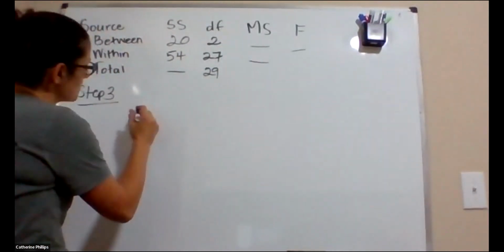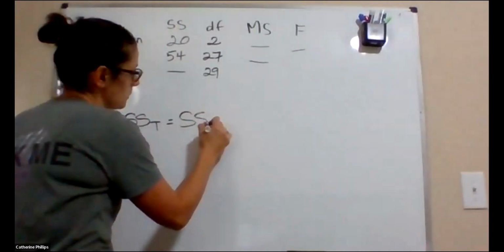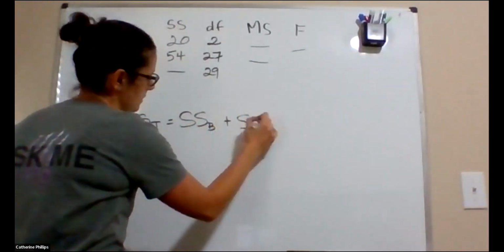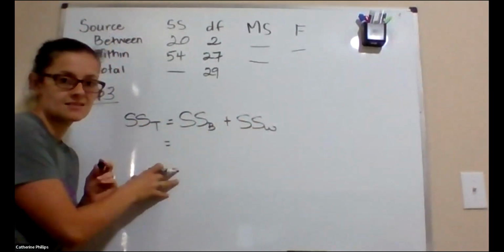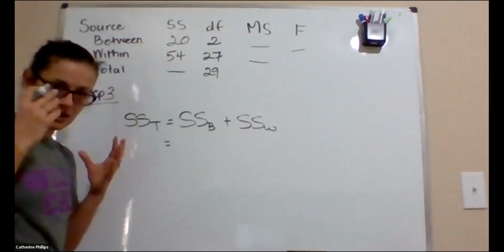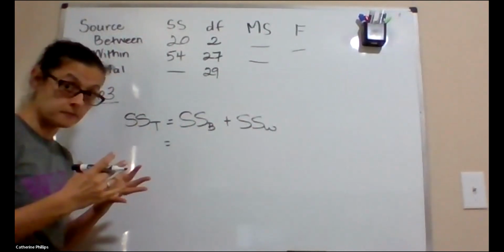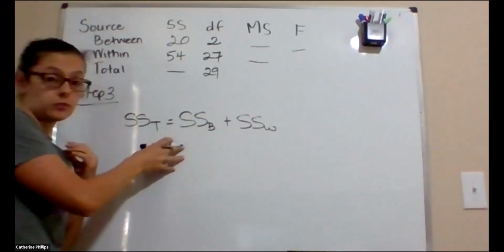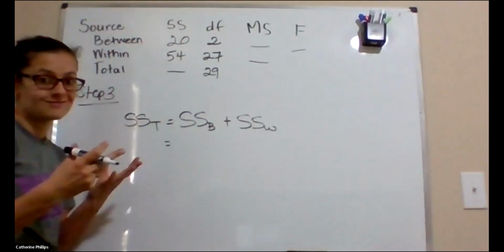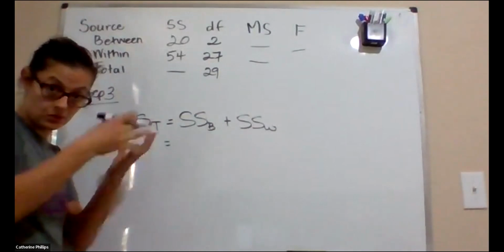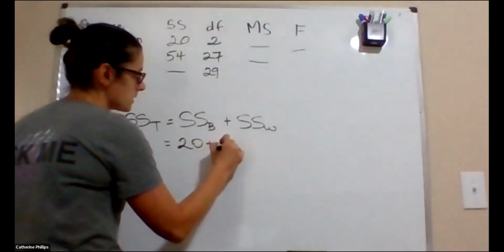So right now, sum of squares total equals sum of squares between plus sum of squares within. So when we see it like this, and knowing that sum of squares between and sum of squares within are always positive, it's clear with this formula that sum of squares total is always going to be larger than the pieces that go into it. So we have 20 plus 54.